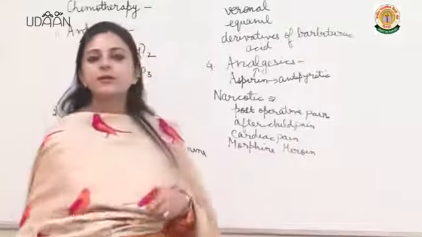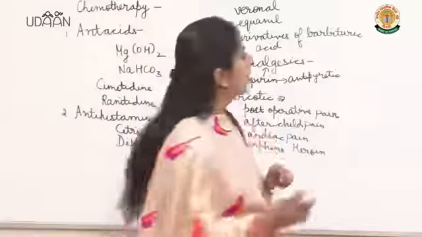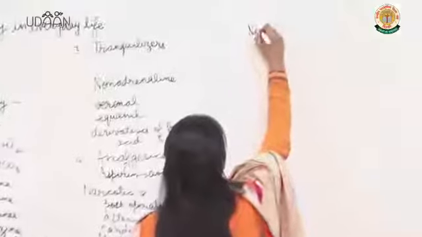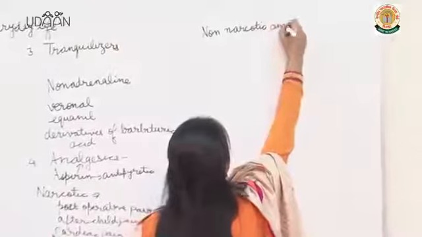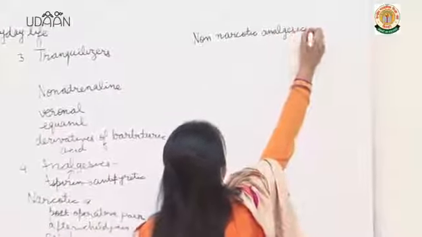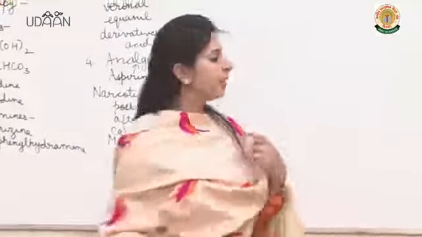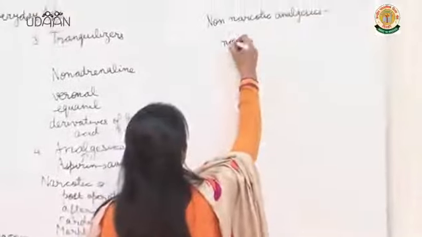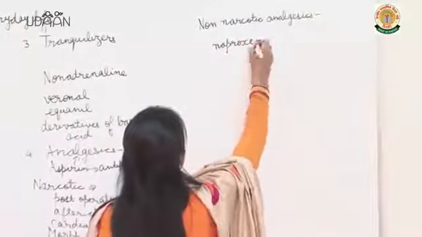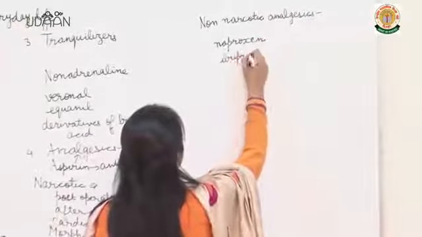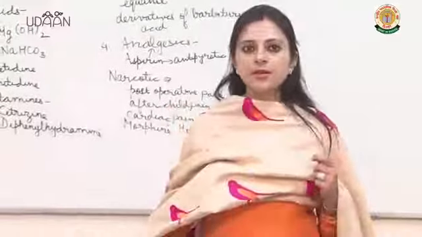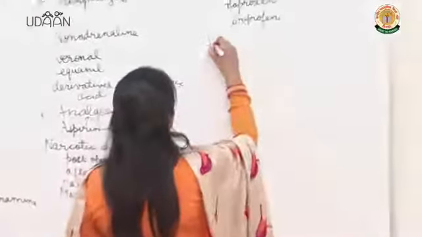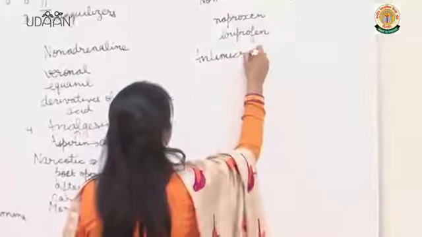Now what are non-narcotic analgesics? Non-narcotic analgesics are those which reduce pain, abolish pain, without causing impairment of consciousness. That means they are not habit forming. So examples are naproxen and ibuprofen. Now next category of drugs is antimicrobials. What are antimicrobials?